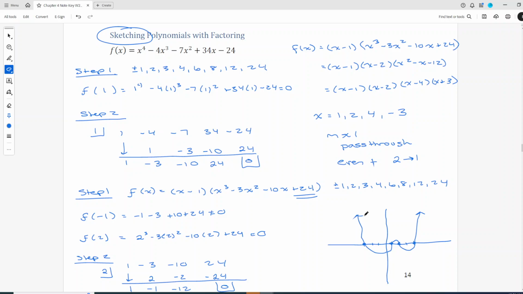Awesome. So this one gave you an example of how to do a quartic function in its factoring, as well as then reminding you how to sketch a polynomial function.